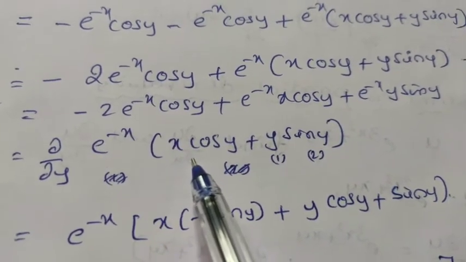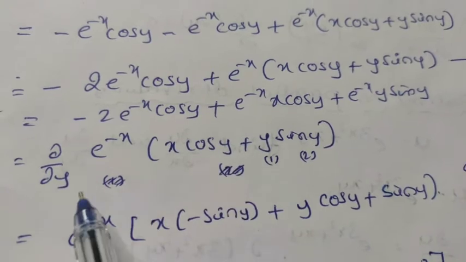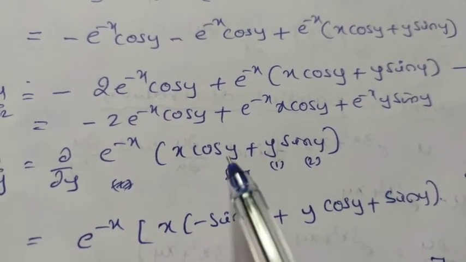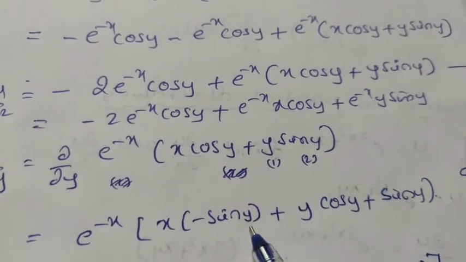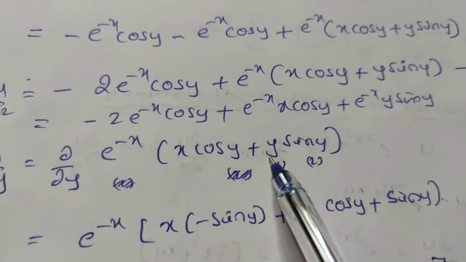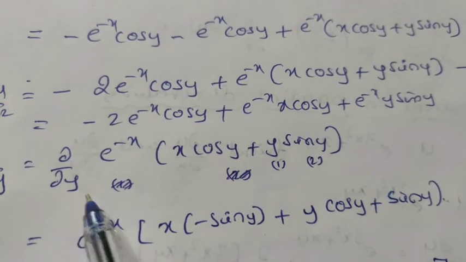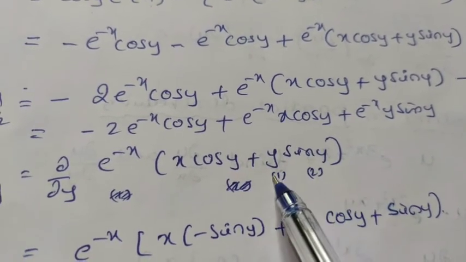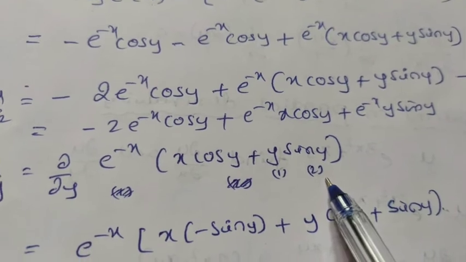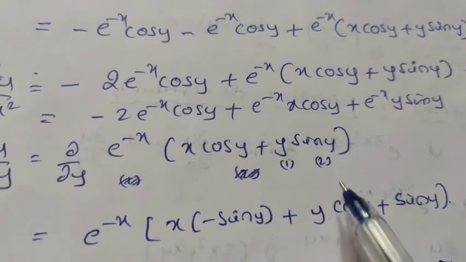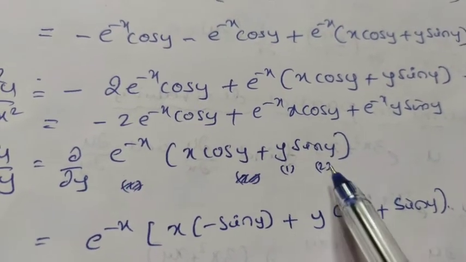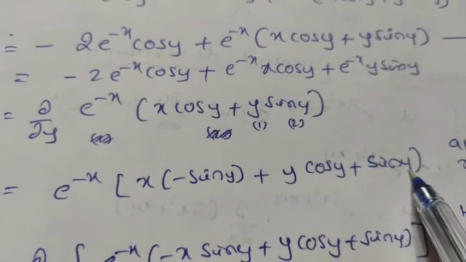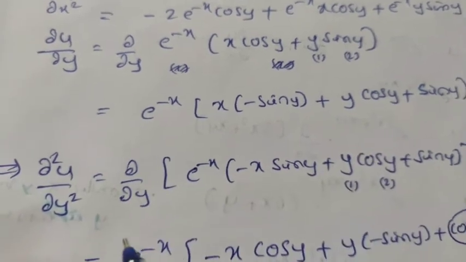Let us differentiate this bracket. X cos y with respect to y. Here again x is constant. Derivative of cos y is minus sin y. Plus y sin y with respect to y again. Here again both are functions of y and sin y, and you have to apply product rule for this. First function as it is, derivative of sin y is cos y, plus second function sin y as it is, derivative of y with respect to y is 1. So it is like this.